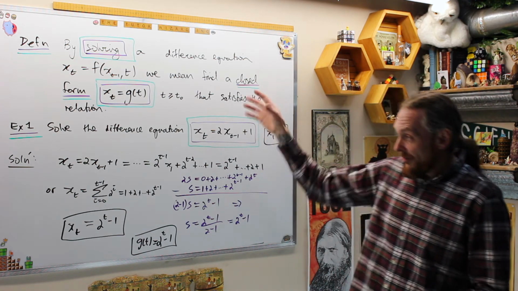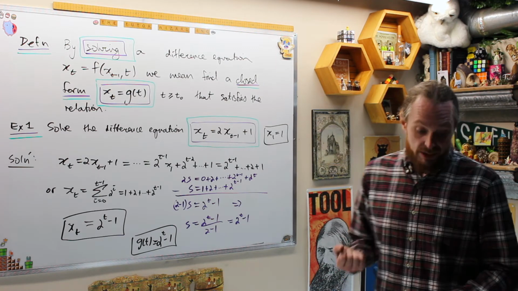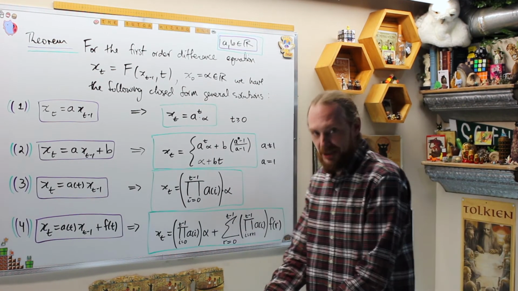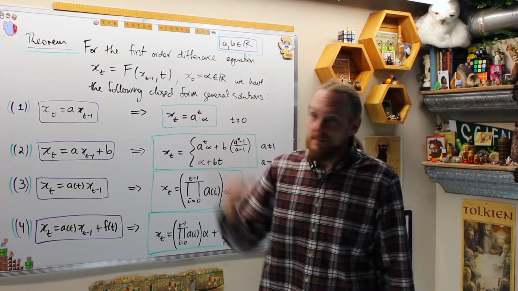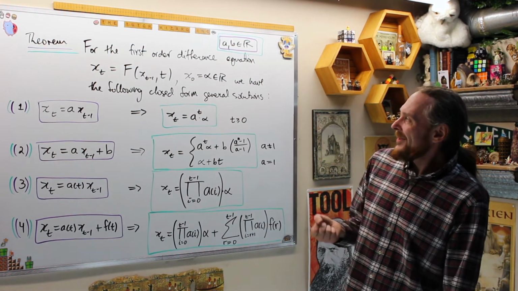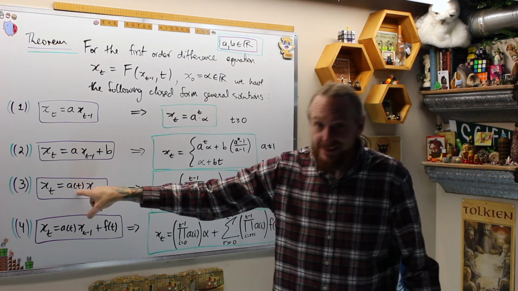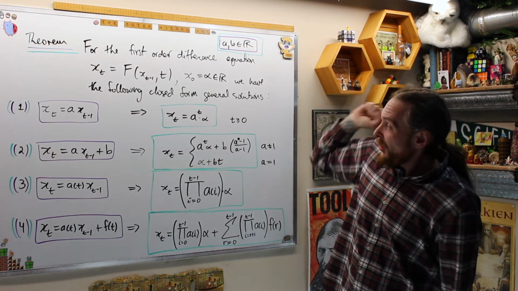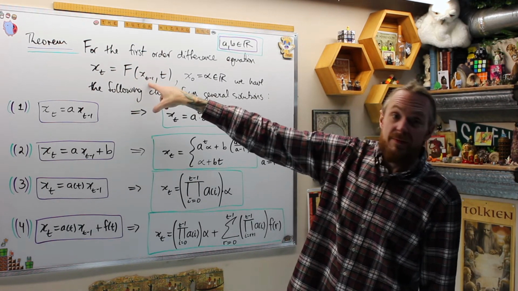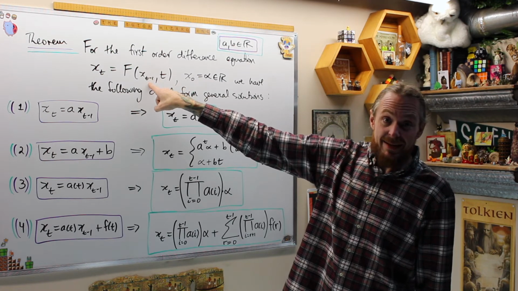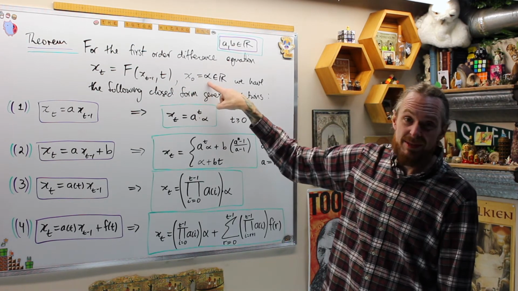Let's do a theorem about constant coefficient non-homogeneous difference equations. Theorem. For the first order difference equations, a and b are going to be real numbers if they don't have the t in there. So first order difference equations: x_t equals some function of just the previous time step and possibly the variable t, and we're going to start at some starting point.